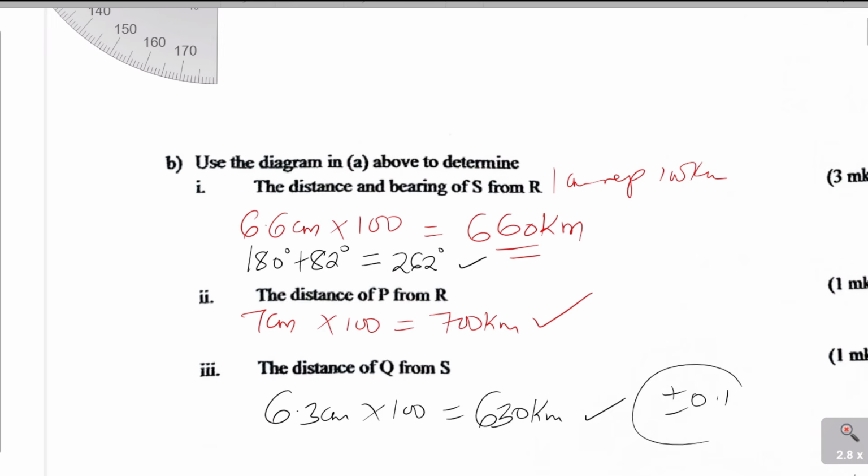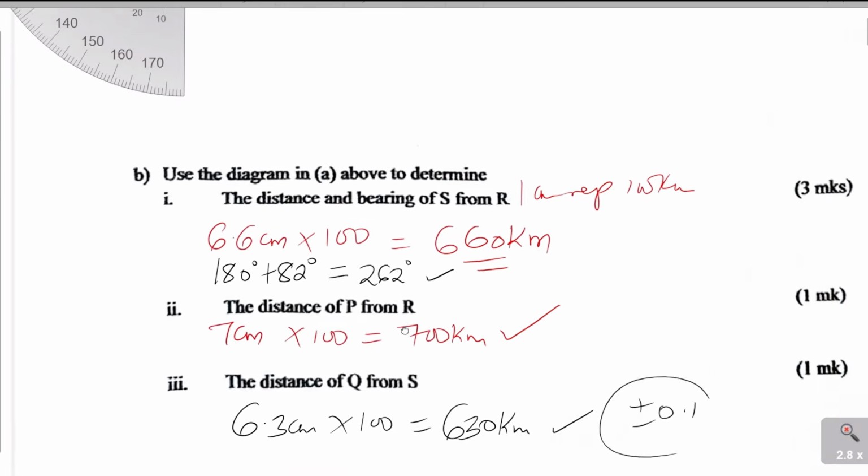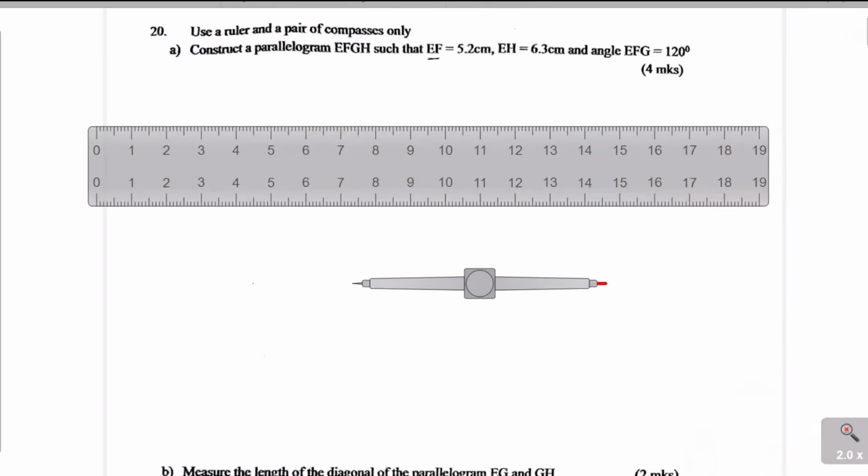A slight allowance is always given. So that is how you're supposed to solve that question on bearing. Question 20. Use a ruler and a pair of compasses only.